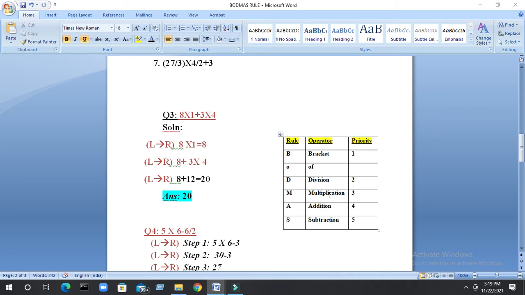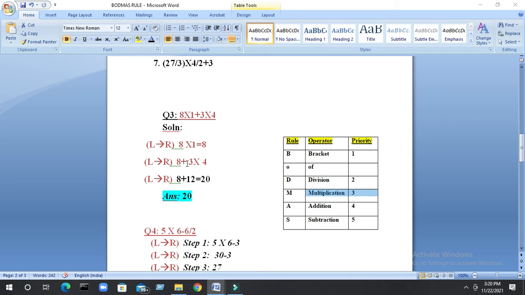Then do we have multiplication? Yes. So here multiplication has taken a priority over addition. So I mean to say multiplication should be done first, then addition. So you are multiplying the two numbers, getting the answer, then doing the addition. Again, traversal is from left to right.